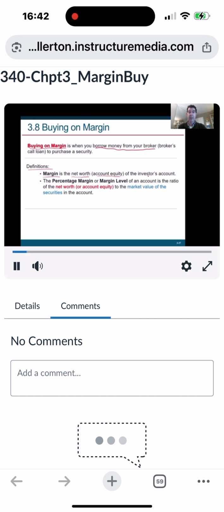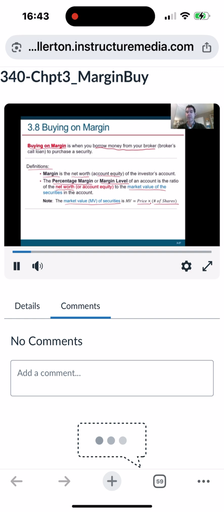Then we're going to see regulations in terms of something called the percent margin, or the margin level of my account. That is defined as the ratio of the net worth of my account to the market value of securities in the account. What do we mean by the market value of the securities in my account? Take any shares in my account, take the number of shares and multiply it by the price per share. We're going to see examples of this.